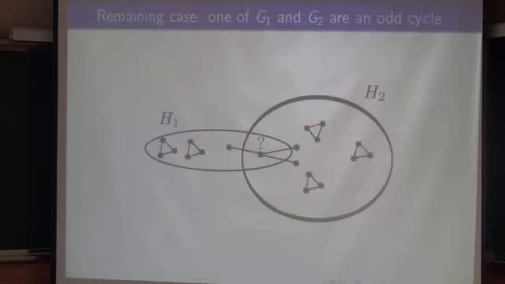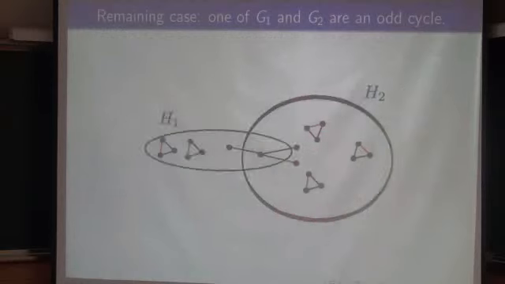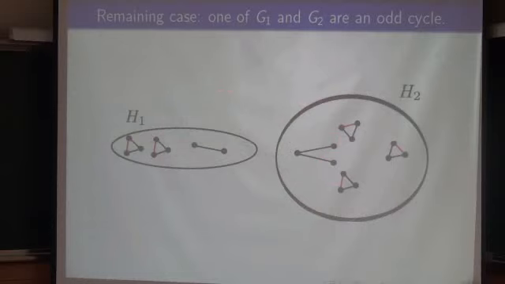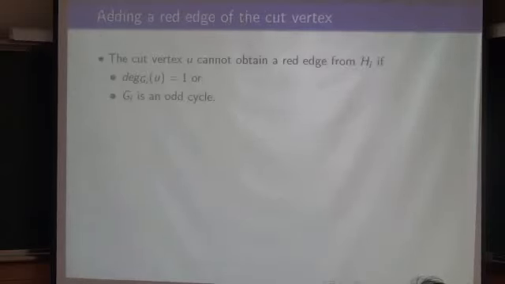Okay, so we need to think of this case, when the degrees are 1 and 1, or when the degree is 1 and the other side is an odd cycle, or both sides are odd cycles. Let's think about how to add the red edge of the cut vertex. Now the cut vertex u cannot obtain a red edge from H_i if the degree of u in G_i is 1, or G_i is an odd cycle.